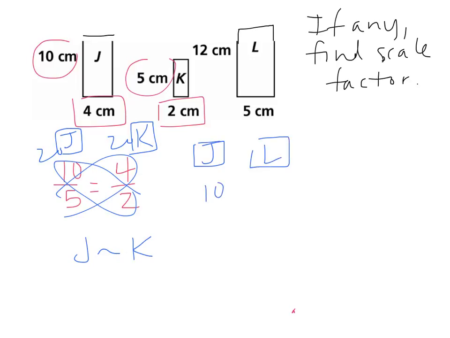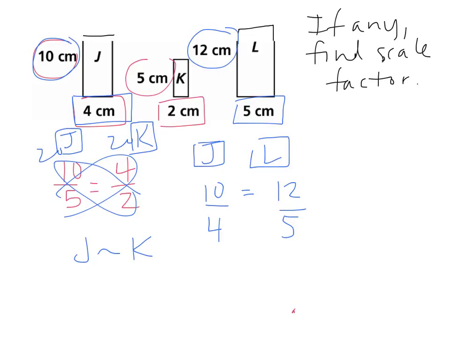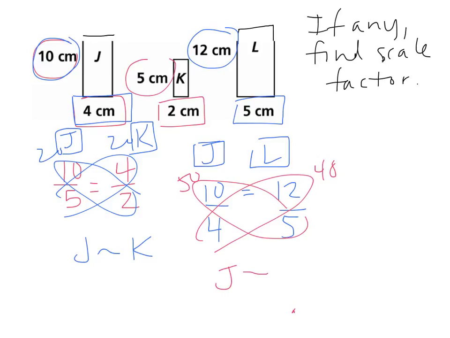So that's 10 over 12 equals 4 over 5, because this is 10 and 12, 4 and 5. So we cross multiply here. And we're going to get 50 and 48. So J is not similar to L.